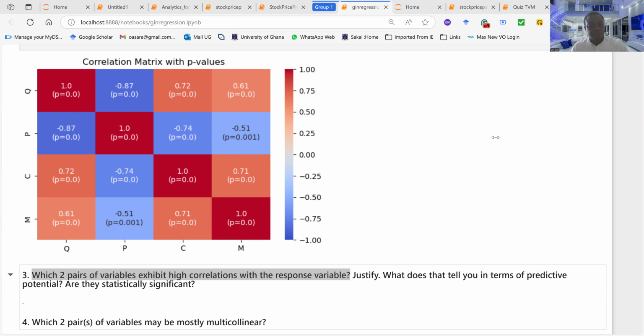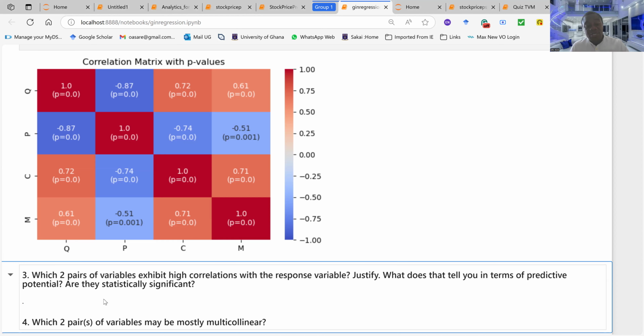Yes, sir. P and Q of -0.87 and then Q and C of 0.72. Very good. The rest of you who don't know, put that in your document here. Put it down here so that you know.